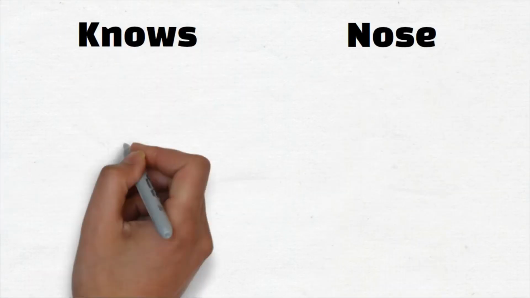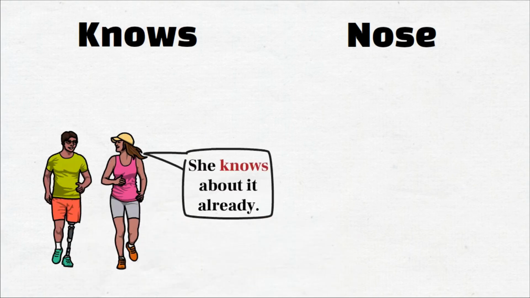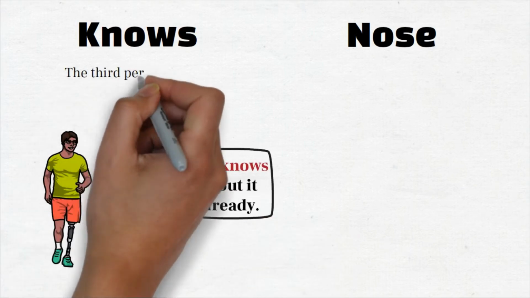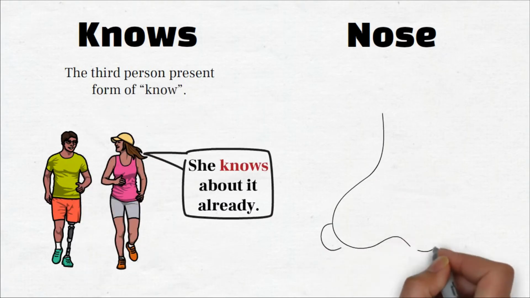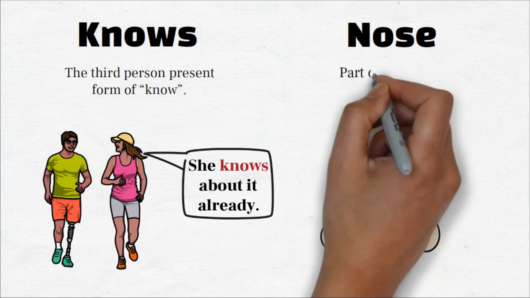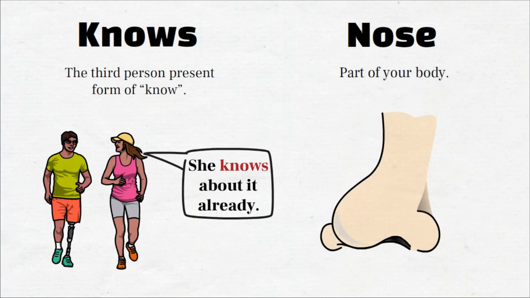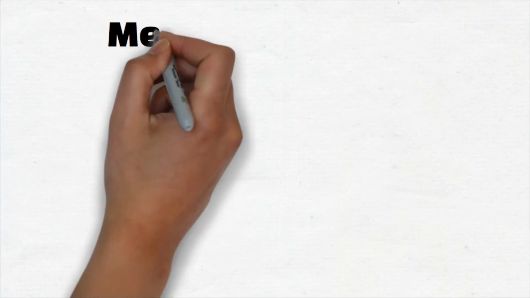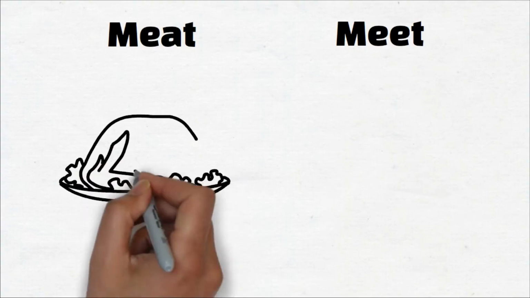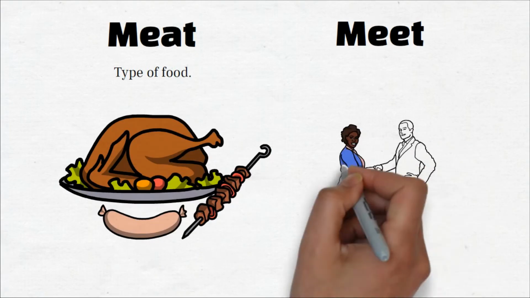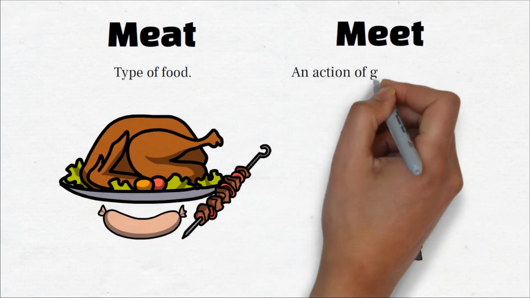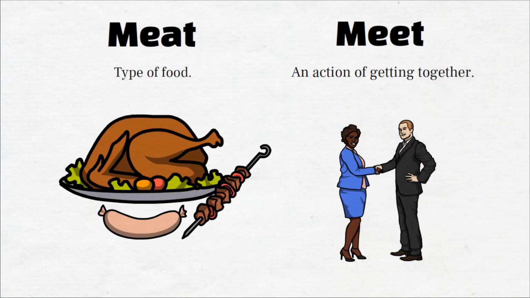Knows. The first is the third person present form of know. The second is a part of your body. Meat. The first is a type of food. The second is an action of getting together.